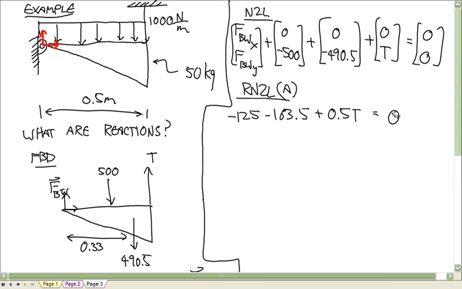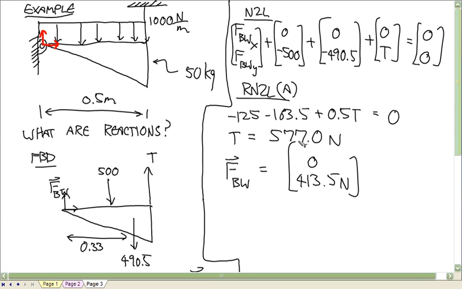So t is 288.5 times 2, which is 577. Okay. And then what's the force vector at the wall? 0, 416.5. Other people got the same things from those? Okay.